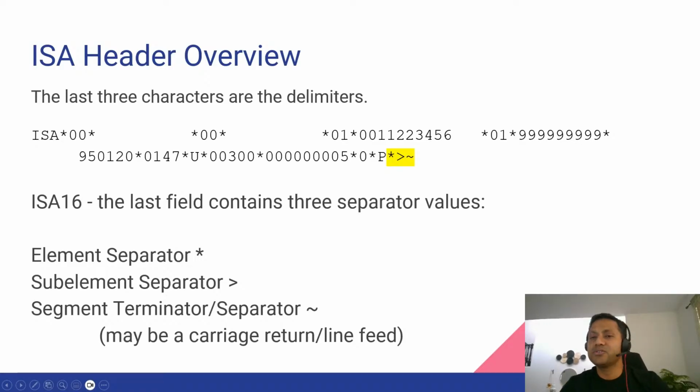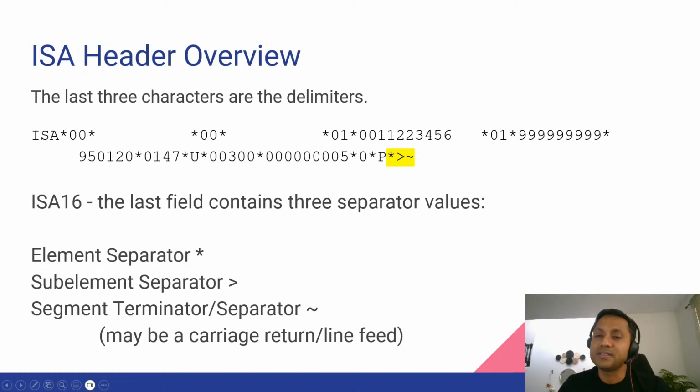All right. Now, let's talk about the element separator. So the first delimiter is called the element separator. It separates each field or element within a segment, right? So if you see 01, 02, 03, all are separated by this star. So star is acting here as an element separator, right?